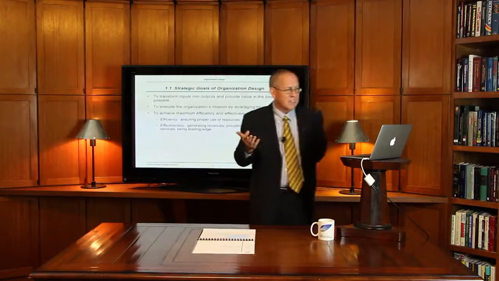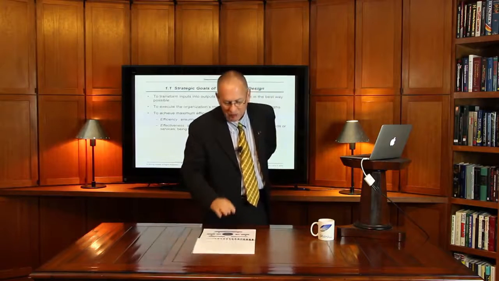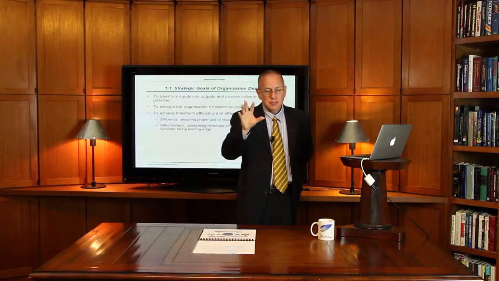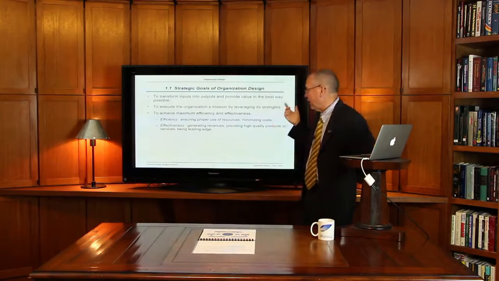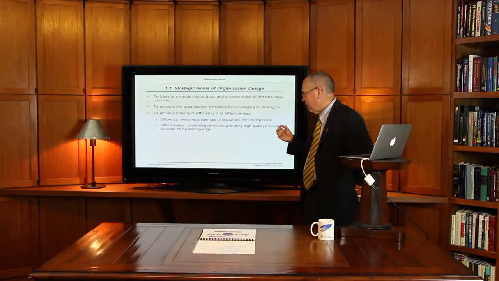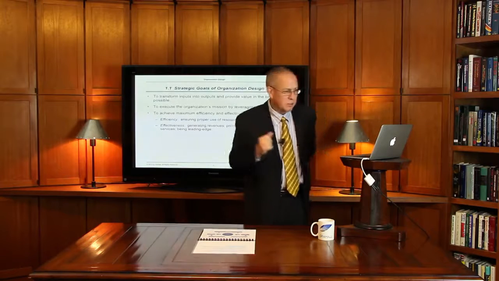So what is the goal of organization design? It's to make your organization more effective. It's all about alignment. It's aligning the functions and the roles and the tasks and the positions that you have in your organization to your business priorities. As it says here, we're looking at transforming inputs into outputs and providing value in the best way possible. We're looking at executing the organization's mission. We're looking at maximizing efficiency through the proper use of resources with minimized costs and maximizing effectiveness of your organization, whatever your organizational goals are.